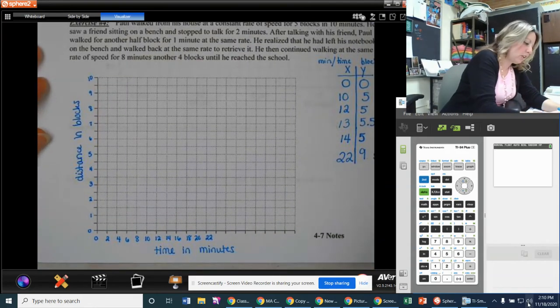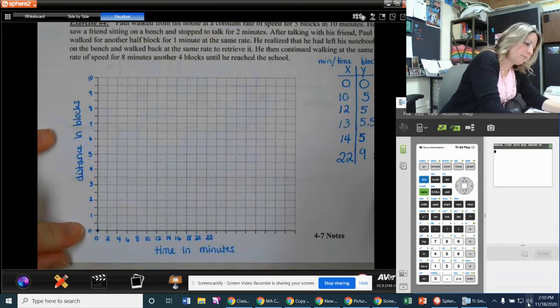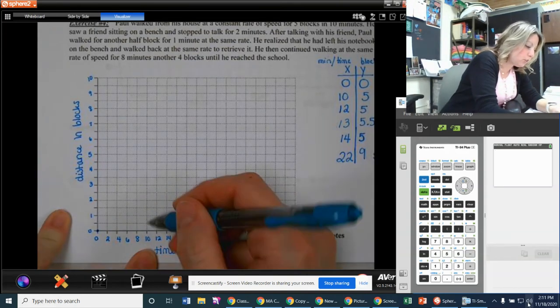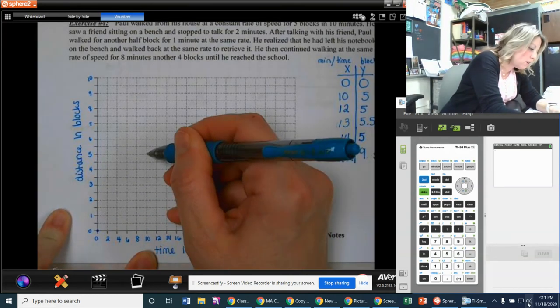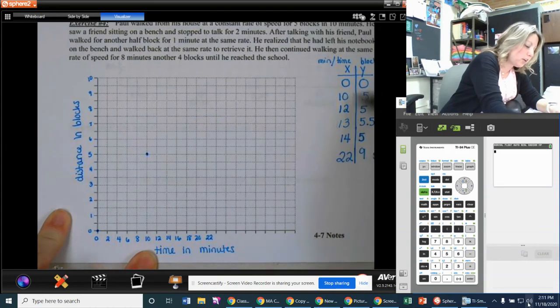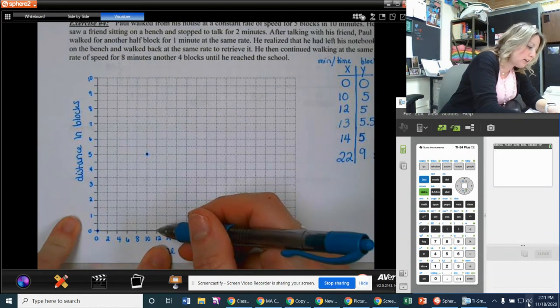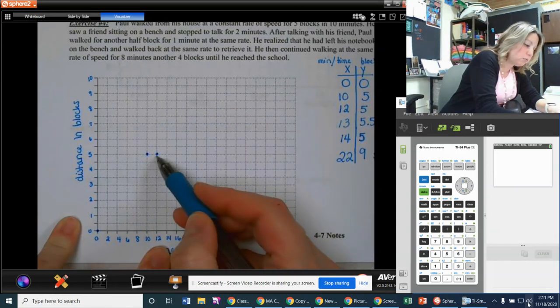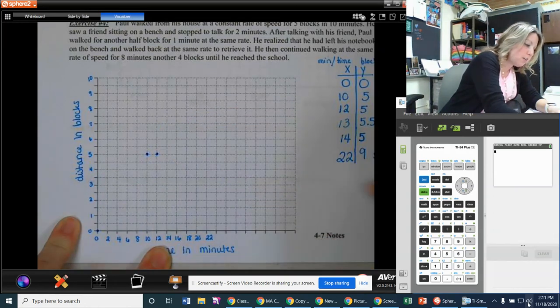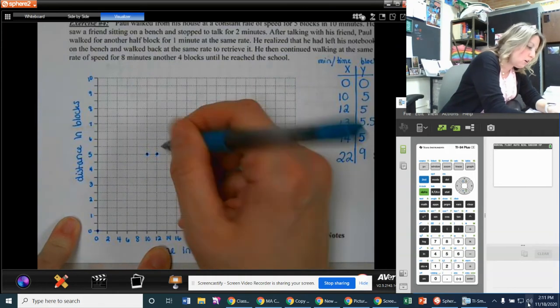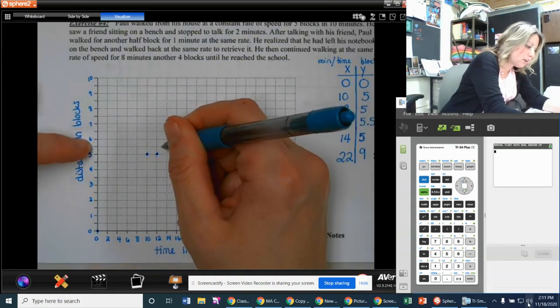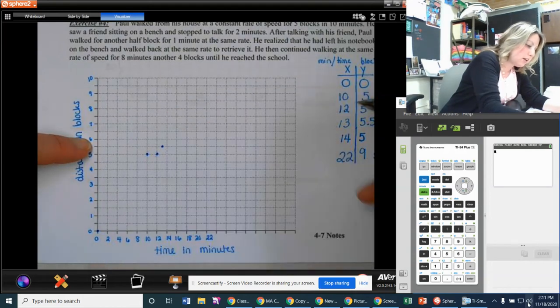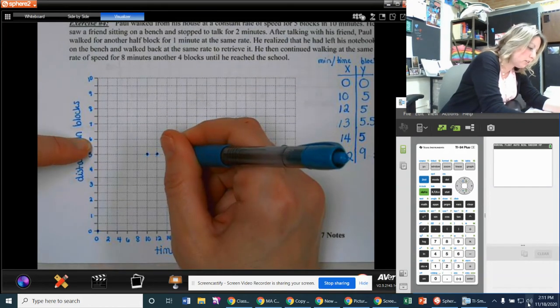All righty, so we start with 0, 0. Then we get up to 10, 5. So that's what I can use this for, see? As I was going, I'm having time pass, right? Doesn't move. So that's his doesn't move, sits on a bench with the friend. Then we go to 13, half a block. So this is 5.5 right here. And it's halfway between 12 and 14. Then he has to go back to get his notebook.